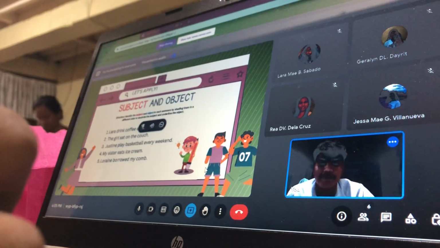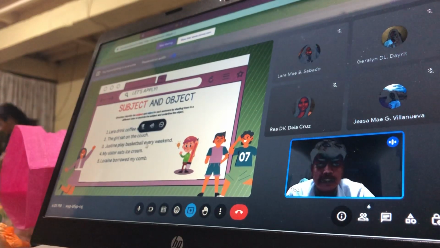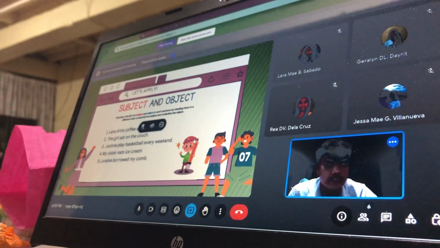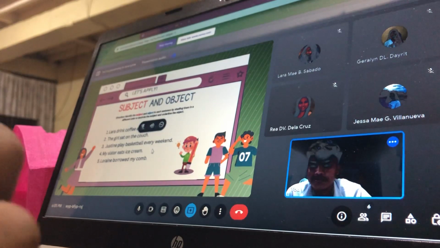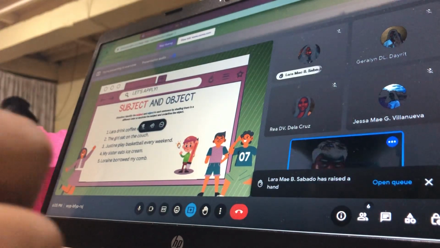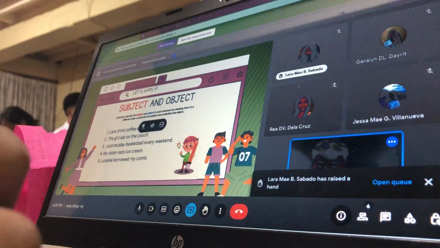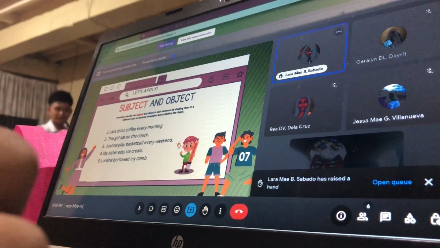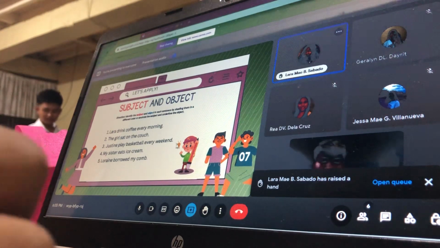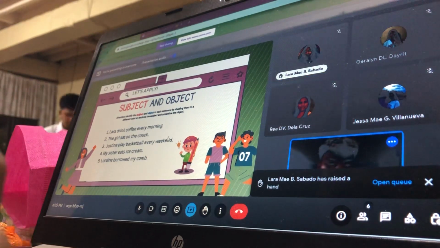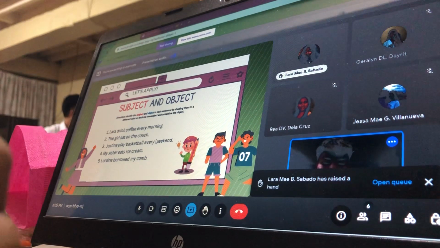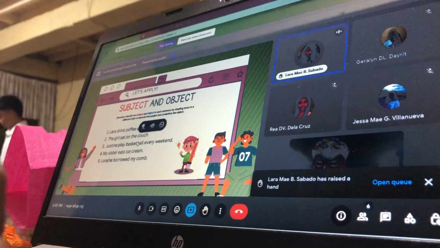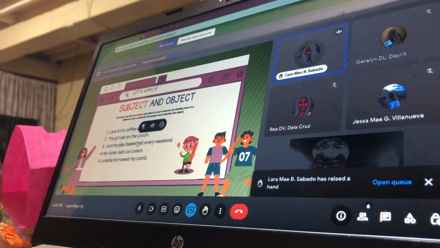And next, number two: the girl sat on the couch. Who wants to answer? What is the subject and what is the object? Okay, Lara? The subject is girl and the object is couch. Okay, very good. Why? Because the girl is the doer of the action and the couch is the receiver of the action.